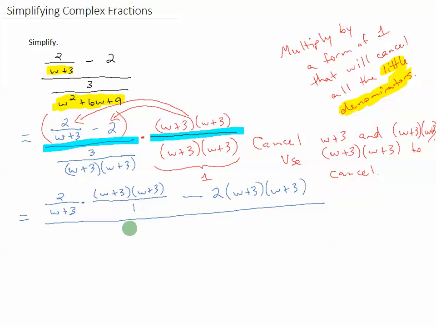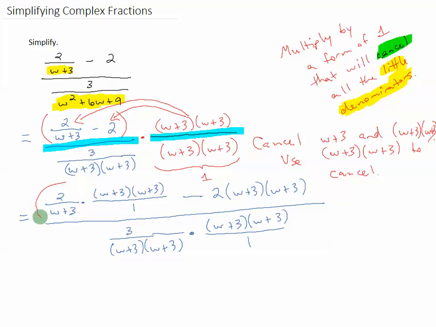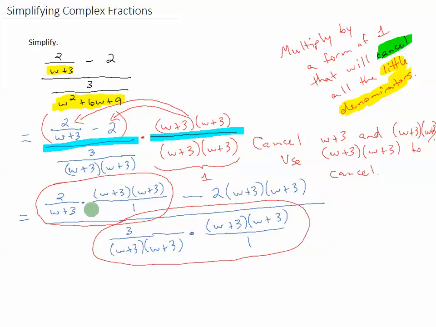On the bottom, I have 3 over w plus 3, w plus 3 times the red guy, w plus 3, w plus 3, but I'll write it as a fraction since it's being multiplied by a fraction. And now, this is the key, now we can cancel stuff. Alright? So, each of the multiplications, things are going to cancel, except for this one in the top right because there's no fractions. So I'll cancel inside this red circle and I'll cancel inside this red circle because that's where my multiplications are happening with fractions.